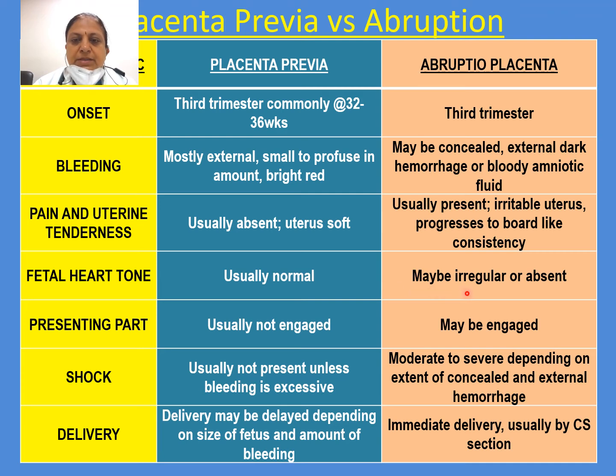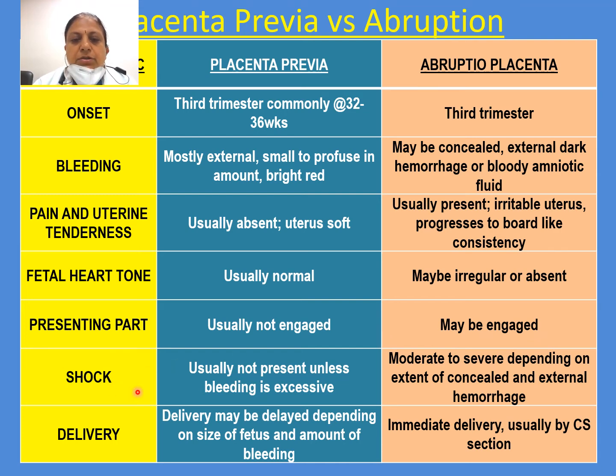But in abruptio placentae, remember the grades from 0 to 3. In the second and third varieties, the fetal heart rate is compromised because there is compromise in the fetal circulation. The presenting part is usually not engaged in placenta previa, because the placenta is in the lower uterine segment and the presenting part finds no place to get engaged, whereas in abruptio placentae, the presenting part is engaged.